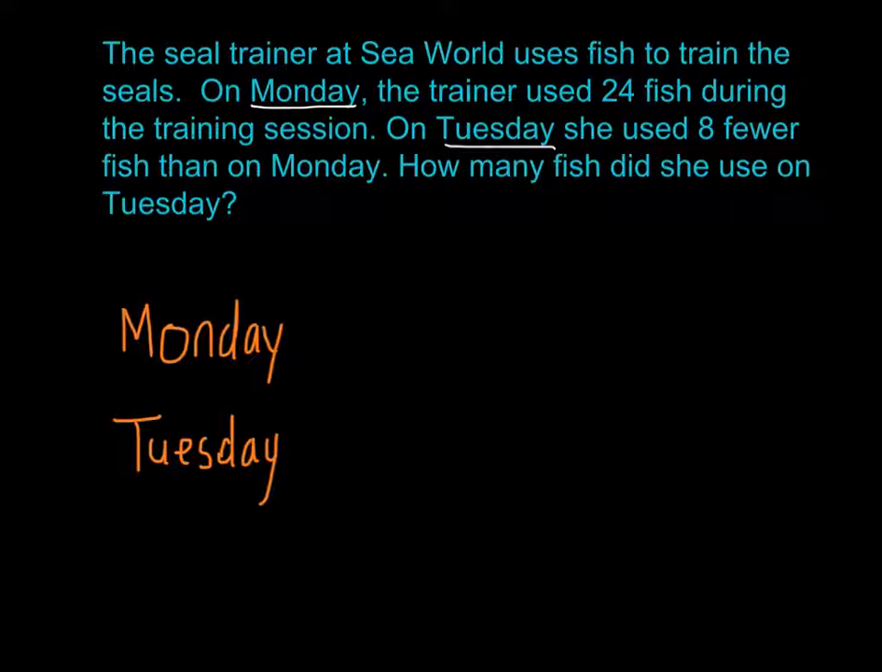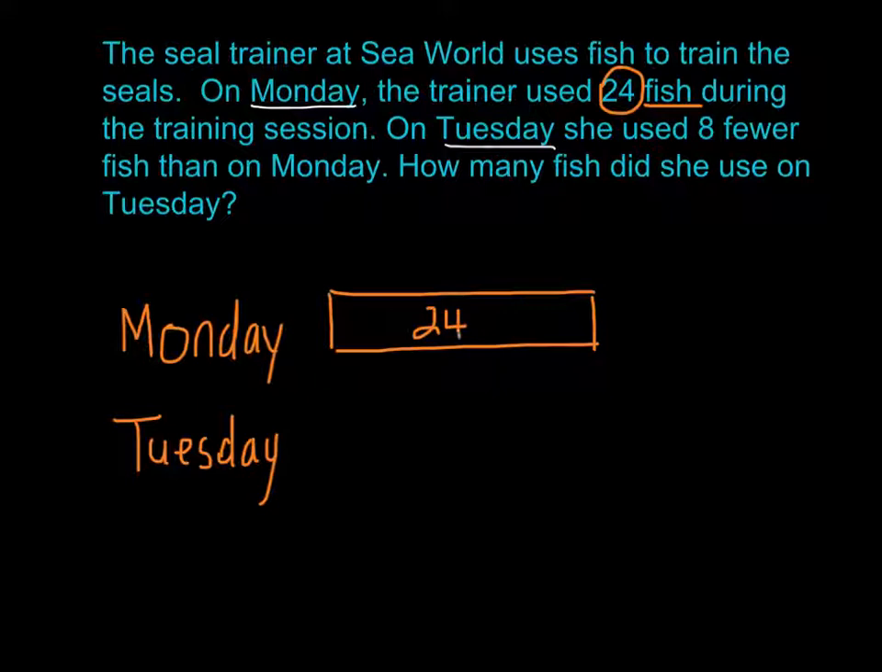Okay, so I know that on Monday the trainer used 24 fish. So my bar for Monday is going to show 24 fish. Sometimes you'll see the number written in the bar. Sometimes it'll be up above the bar with a bracket. Okay, I also know that on Tuesday she used 8 fewer fish than on Monday. Did she use 8 fish? No, she used 8 fewer fish than on Monday.